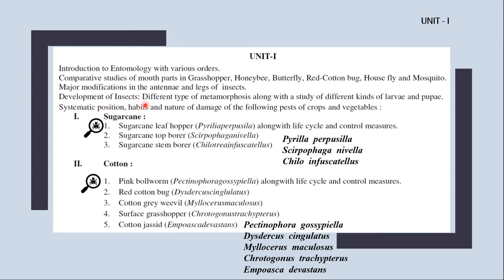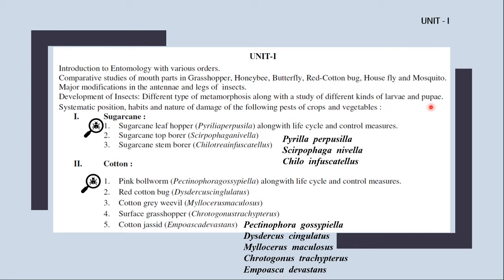Then we will talk about the development of insects and different types of metamorphosis, along with study of different kinds of larvae and pupae. Insects have mainly two types of metamorphosis, the incomplete metamorphosis and the complete metamorphosis. So we will take another comparative approach and talk about these two types of metamorphosis, and we will also learn about different larvae and pupae found in different types of insects. Then we will learn the pest biology for sugarcane and cotton in this unit.